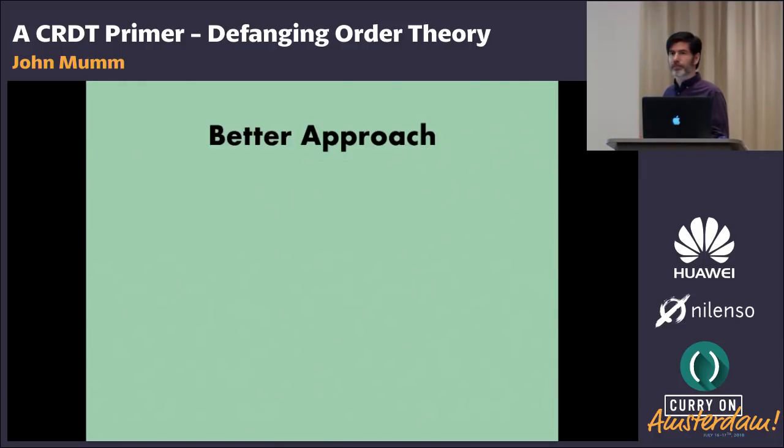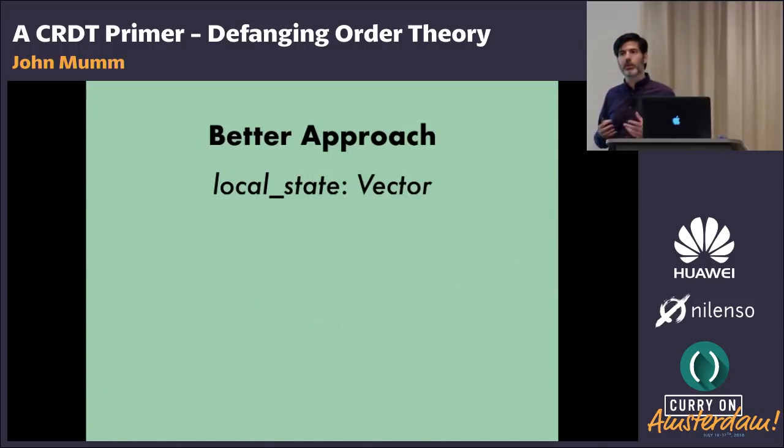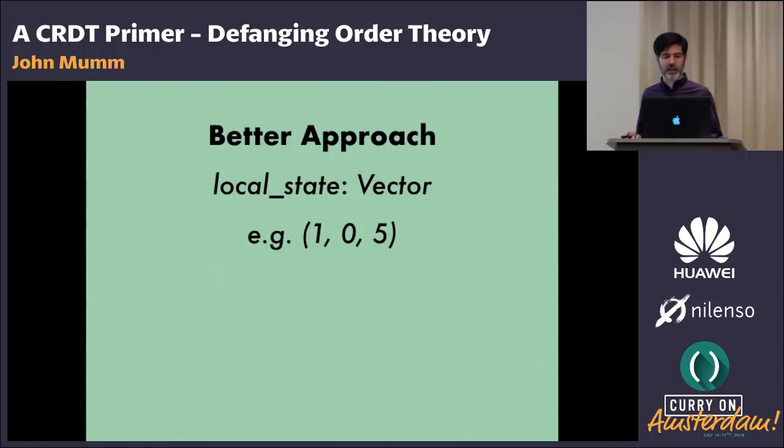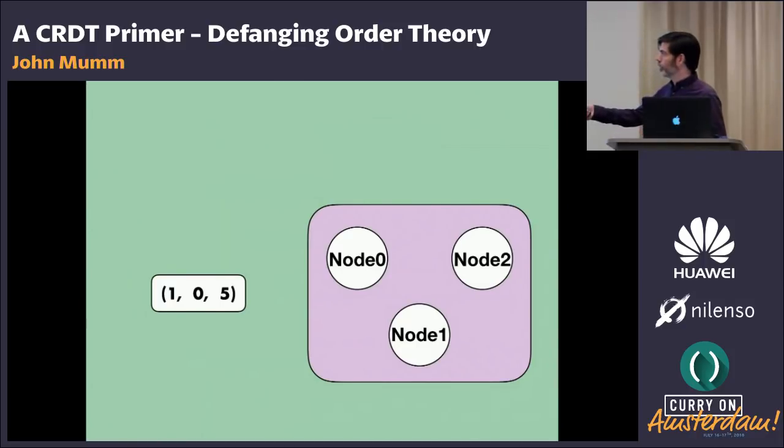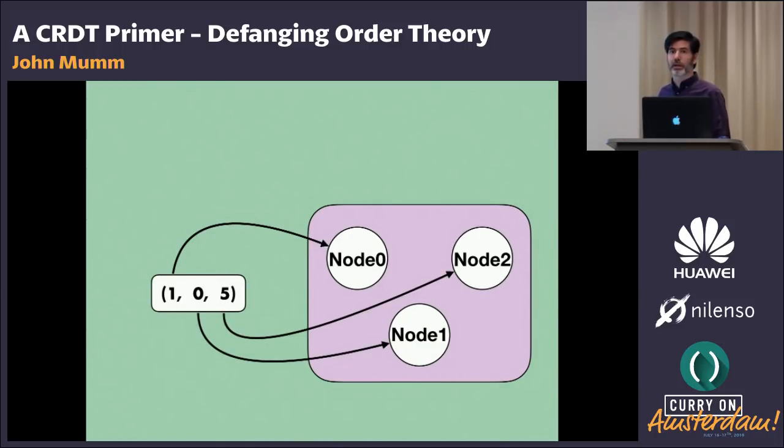So let's do this right. What we really need is for our local state to be a little more sophisticated than just an integer. So we're going to use a vector. And that vector is going to have integers in it. And those integers correspond to the number of times increment was called at one of the nodes in the network. And so, for example, this one means how many times an increment was called at node 0, and here how many times it was called at node 1, and here how many times it was called at node 2.